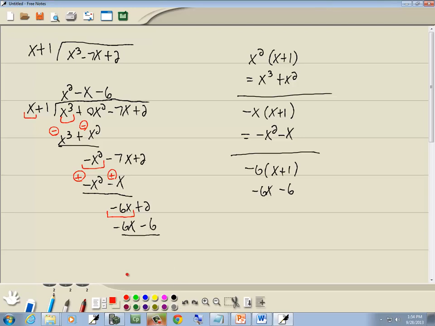Now we're going to subtract that line, which means flip signs. So this becomes positive, and this becomes positive. Negative 6x plus 6x drops away. 2 plus 6 is 8.